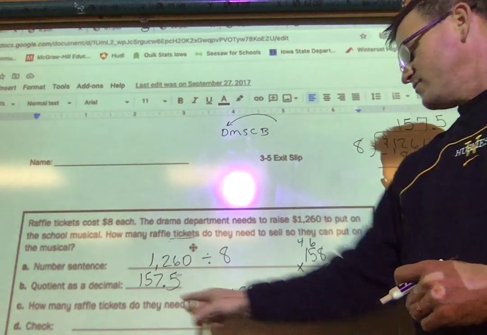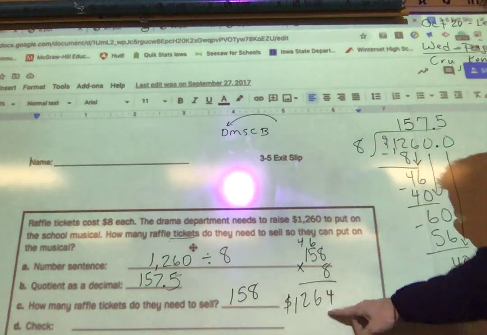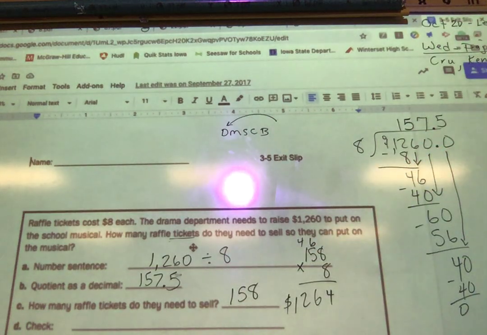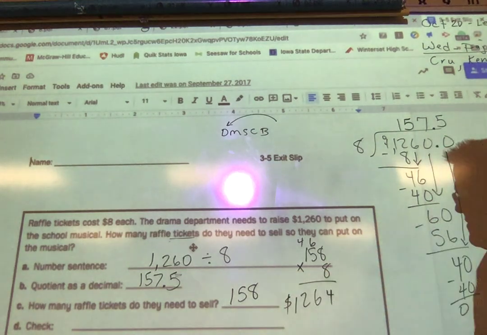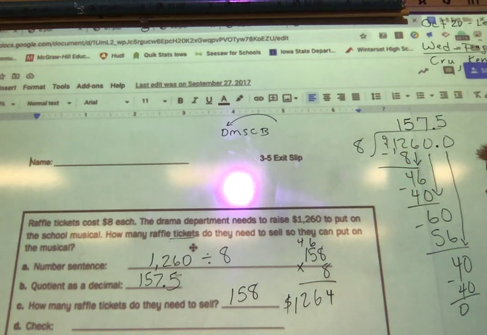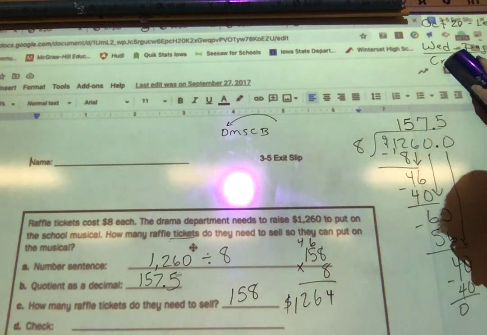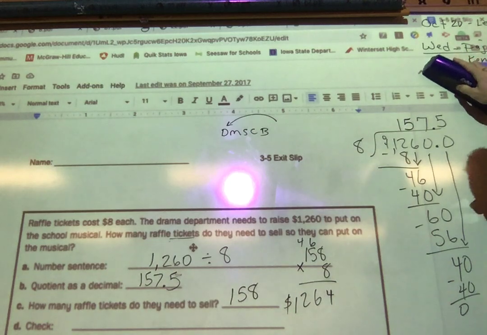Remember, we sold a half more of a ticket, which would be $4. So it makes sense that I got $1,264. And I can check that my answer makes sense. And then at the raffle, these guys know how many tickets they need to sell in order to raise this much money, know what their goal is. Have to sell 158 tickets. So make sure you get this written. Again, I'll pause the video if we need to.